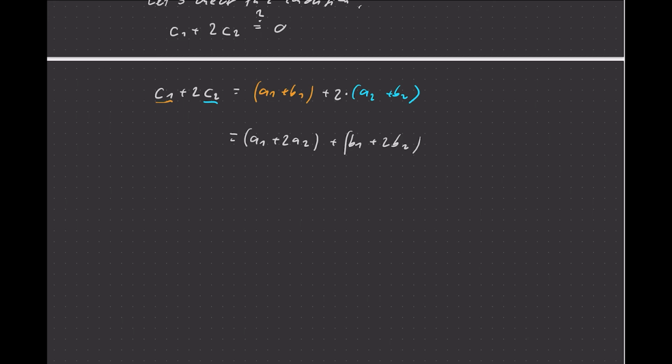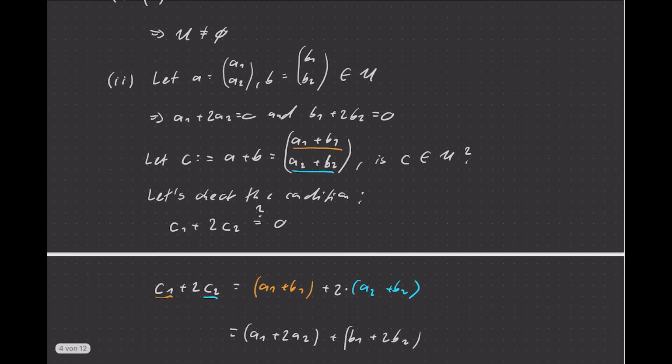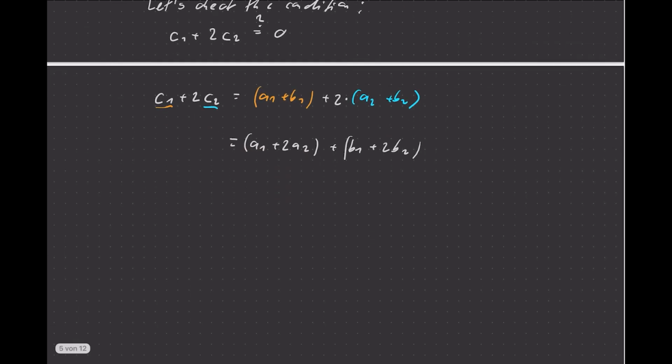And now we do know a and b are contained in U. So as we've seen above, a and b fulfill this equation here. So this is 0 and this is 0. And that's exactly what we have here. Right? So that means this expression is equal to 0. And so is this second expression here. So what we have here is 0 plus 0. And of course that is 0. So the condition is fulfilled, meaning c is in fact contained in U. So that's condition number 2.